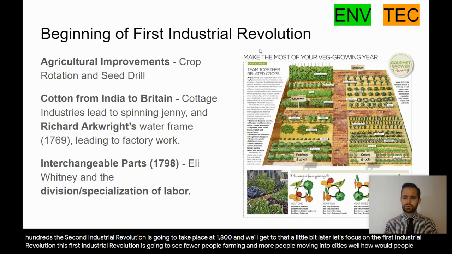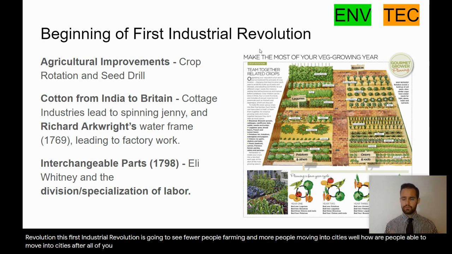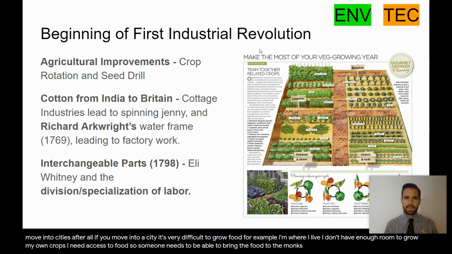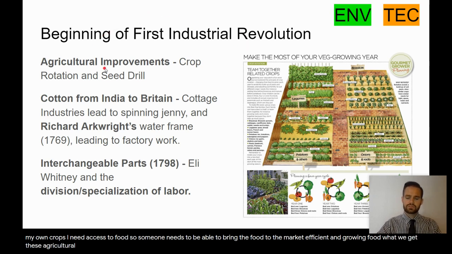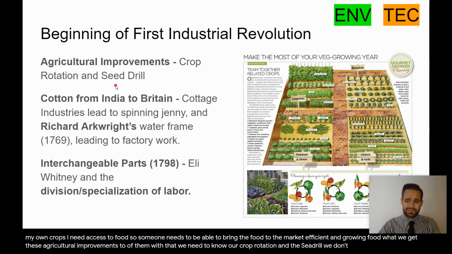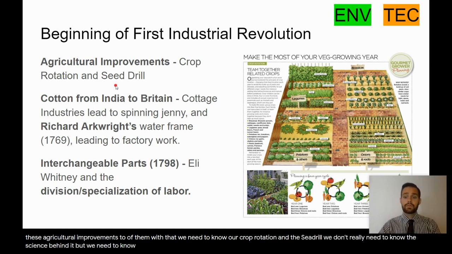Well, how are people able to move into cities? After all, if you move into a city, it's very difficult to grow food. For example, where I live, I don't have enough room to grow my own crops. I need access to food. So someone needs to be able to bring the food to the market. And so we need someone who is very efficient at growing food. Well, we get these agricultural improvements. Two of them that we need to know are crop rotation and the seed drill. We don't really need to know the science behind it, but we need to know that more food is capable of being grown because of these.